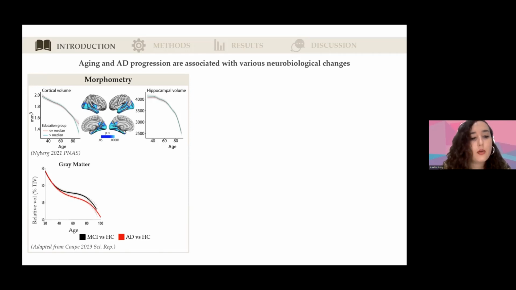And additionally, in this study where they looked at the rate of volume change in mild cognitive impairment participants and Alzheimer's disease participants, so NCI in black and Alzheimer's disease in red in this plot, we can see that the rate of change is faster for the NCI and AD versus control in the gray matter, and that is even more the case in the hippocampus.